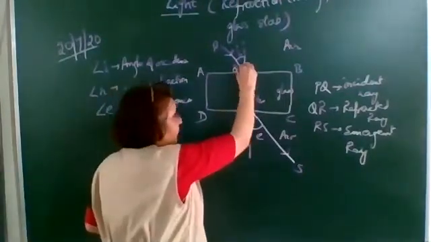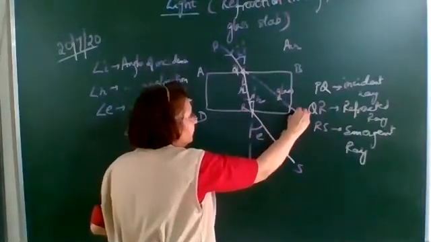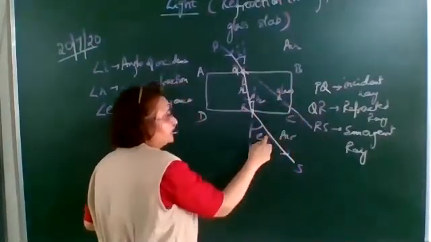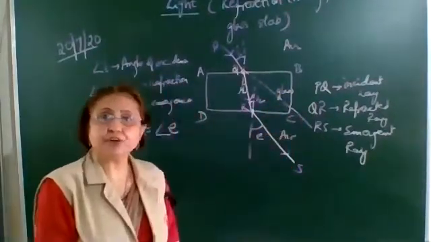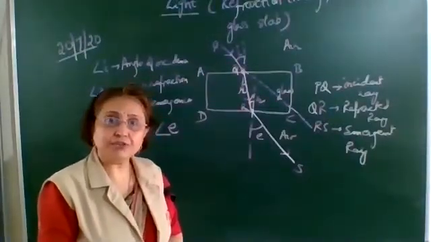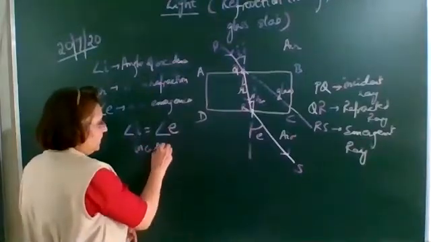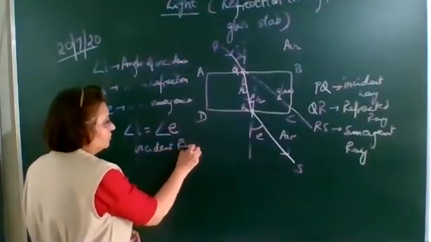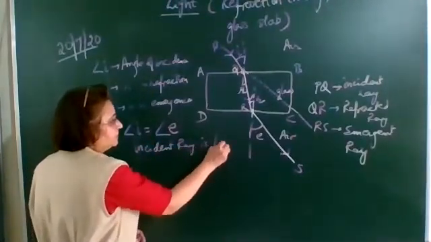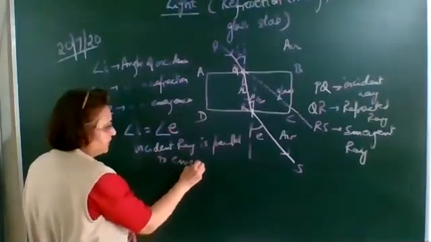Extend the incident ray. You will find that the incident ray and the emergent ray are parallel. Why? Because the angle of incidence and the angle of emergence are equal. So the incident ray is parallel to the emergent ray.